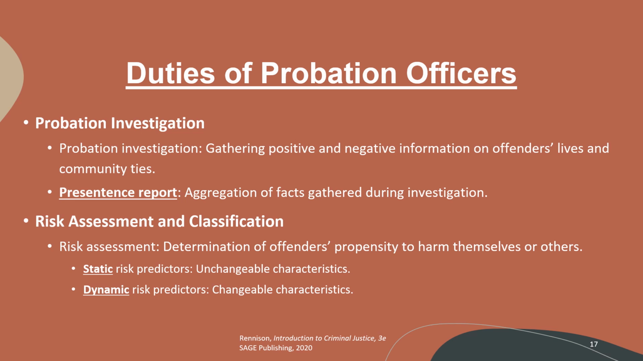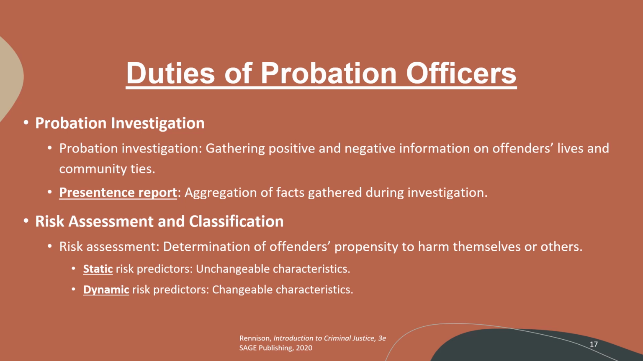There are two major types of risk predictors. The first is a static risk predictor, which is a risk predictor that cannot be changed. So, age at first arrest, you can't change that. The number of prior arrests, the number of times a person has been incarcerated in the past, that's all static risk predictors because those can't change. You can't go back in time and change when someone was first arrested.